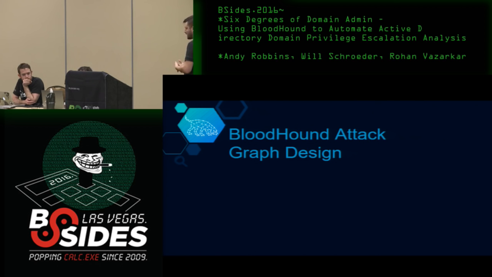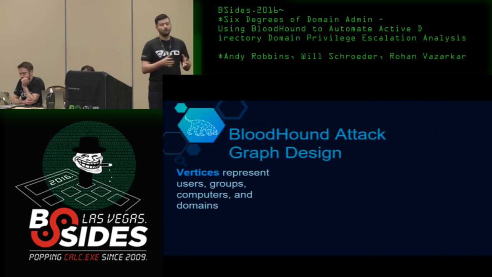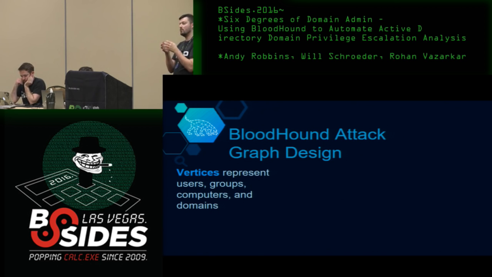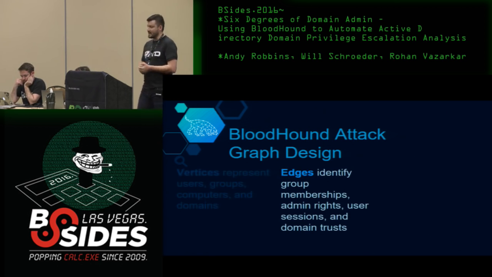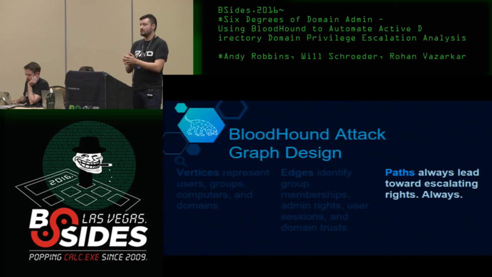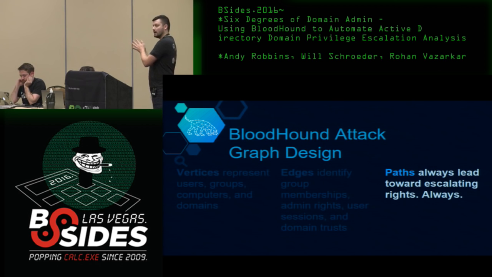The design for the Bloodhound graph is as follows. The vertices in the Bloodhound graph represent the basic objects in Active Directory. Every user, group, computer, and domain is a vertex. The edges represent the relationships between these different vertices, which I'll talk about in more depth on the next slide. Finally, the paths. The paths are the most critical part of Bloodhound. The paths always point towards escalating rights, or always towards compromising a system or compromising a user, or a user who's a member of a specified group.